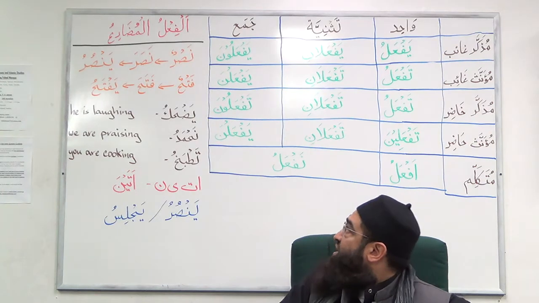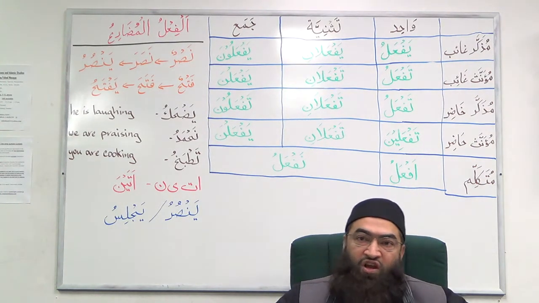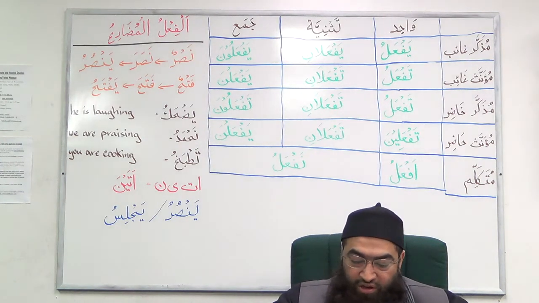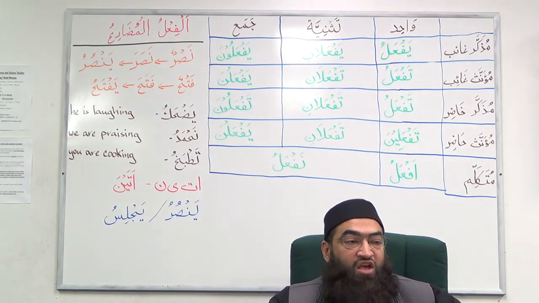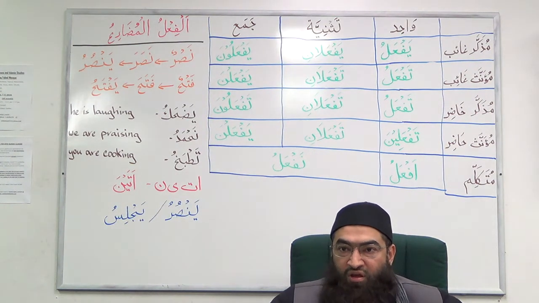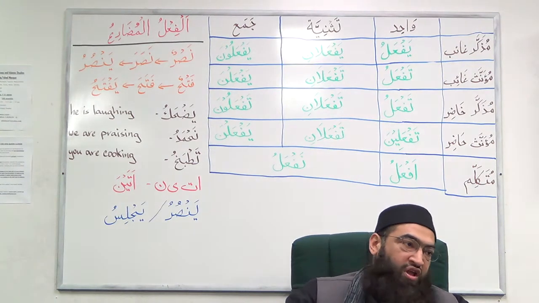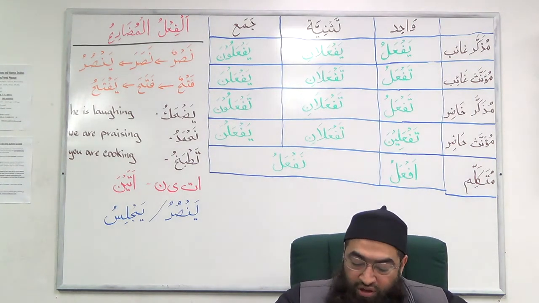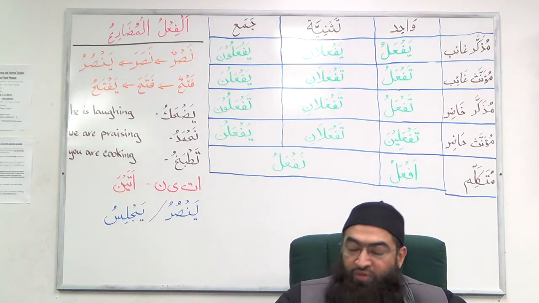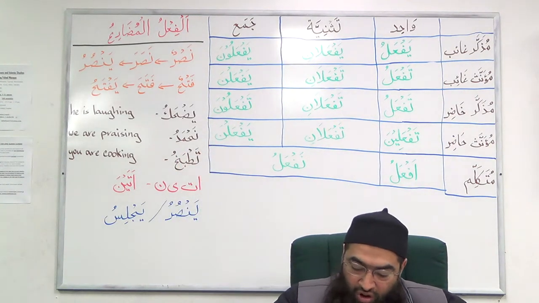Like shariba, he drank. So the action of drinking is done, it's completed. But the imperfect, yashrabu, he is drinking. So the action is still continuing. Or he's going to drink, so the action is not completed. So we will call it also the imperfect. But we want to know the Arabic term, al-fi'l al-mudari'.